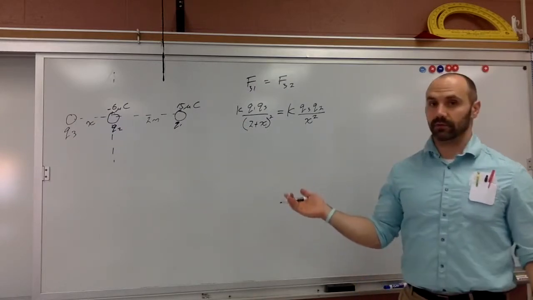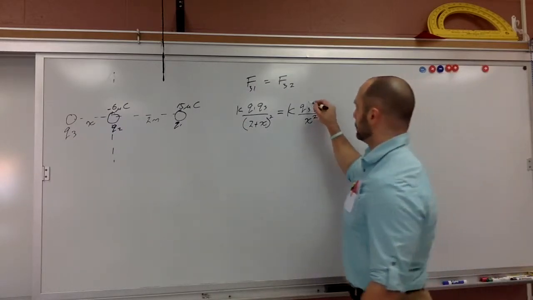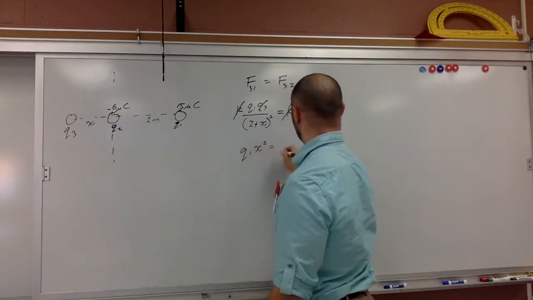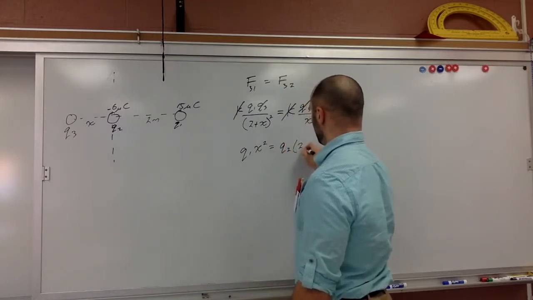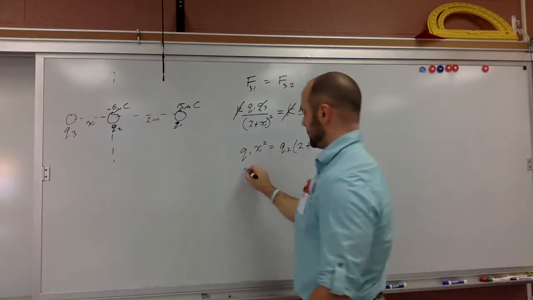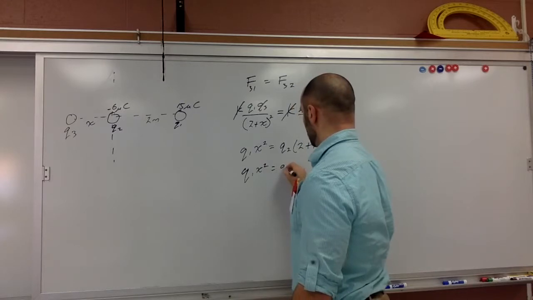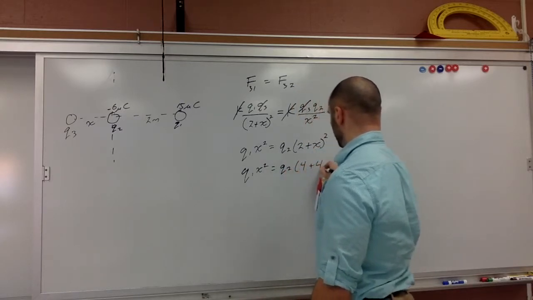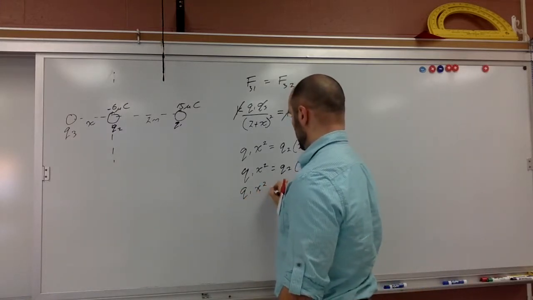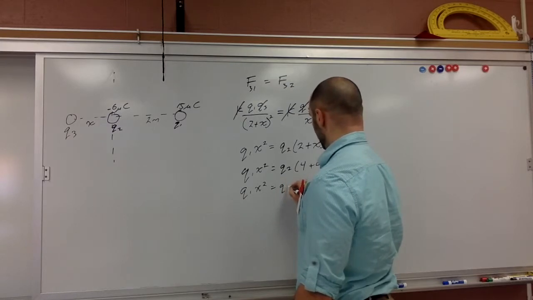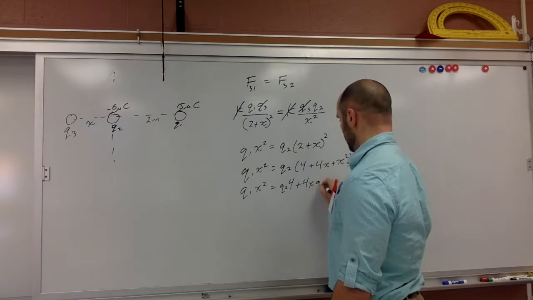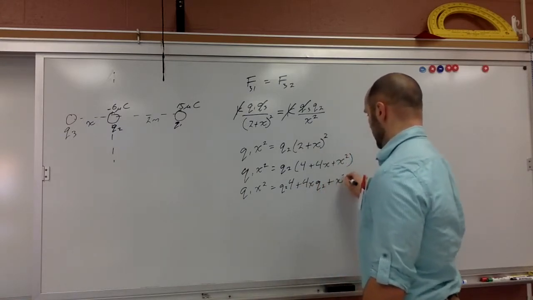Now all I'm doing is I'm solving for x. Q3 cancels out. K can cancel out. So this becomes Q1 x squared equals Q2 times (2 plus x) squared. So this is going to get a little nasty. Q1 x squared equals Q2 times (4 plus 4x plus x squared). So Q1 x squared equals Q2 times 4 plus 4x Q2 plus x squared Q2.